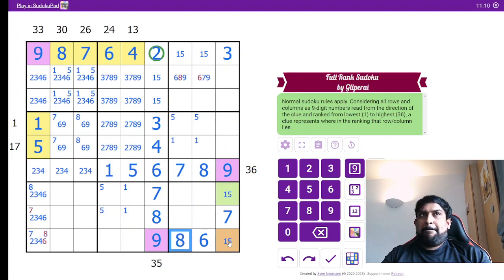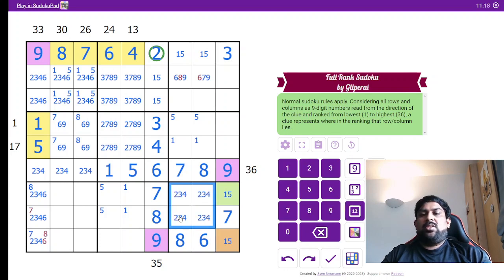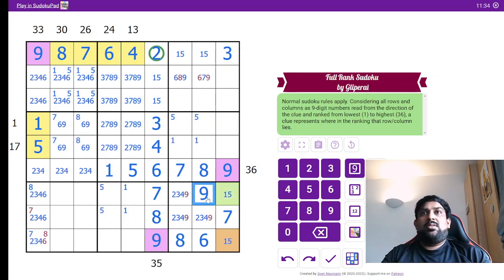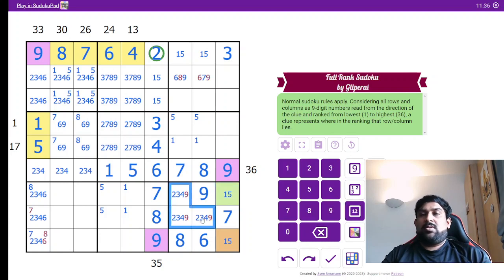Perfect. So what is left in this box? We are left with 2, 3, 4 and 8, I think. And 8 cannot, oh, 8 is already there, sorry. 2, 3, 4 and 9. That's perfect. Great. Oh, this 1 5 also needs to have a digit bigger than 6. So the 9 is the only option. Perfect. Now what?